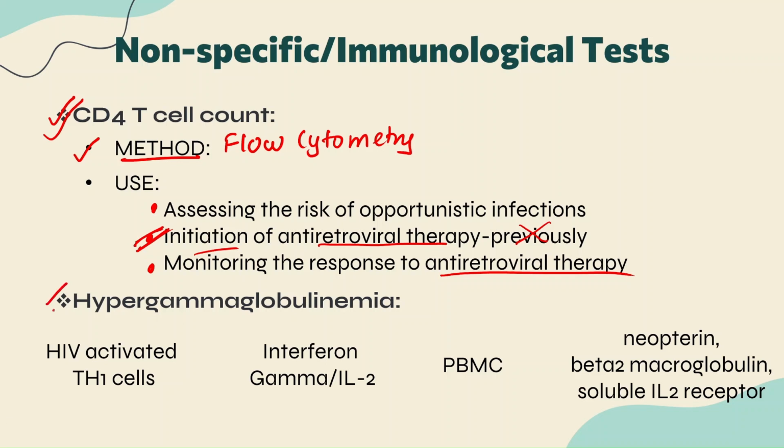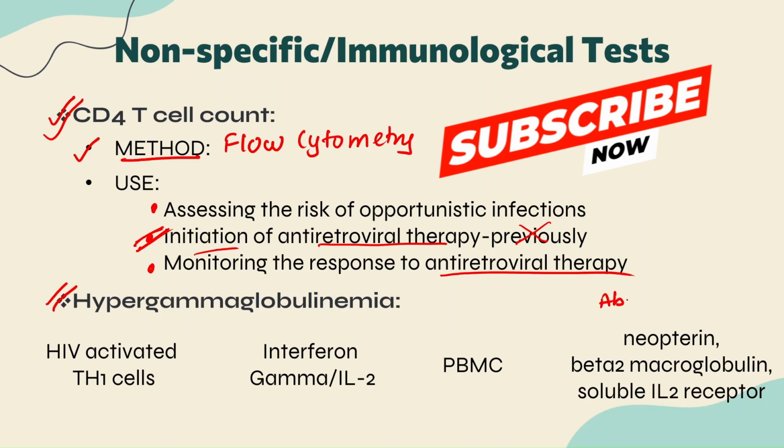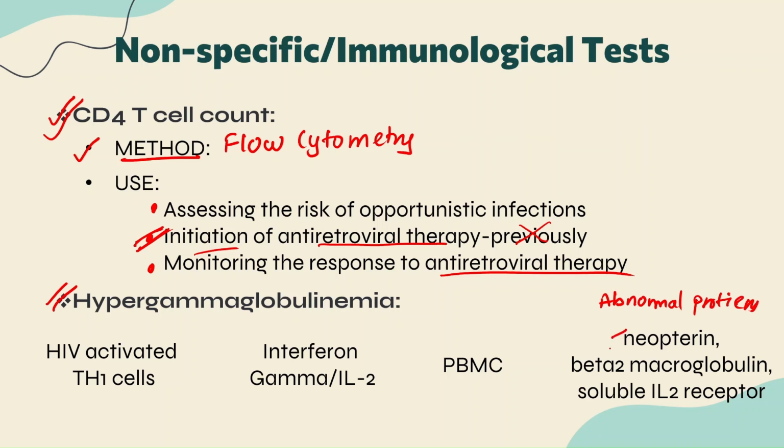Another thing to remember is your hypergammaglobulinemia. Okay, I mean to say, इसका मतलब ये होता है that if there is presence of some abnormal proteins, like your neopterin, beta 2 microglobulin or soluble IL-2 receptors, okay, if this is present, so it's an indicator that the patient is having an HIV infection.